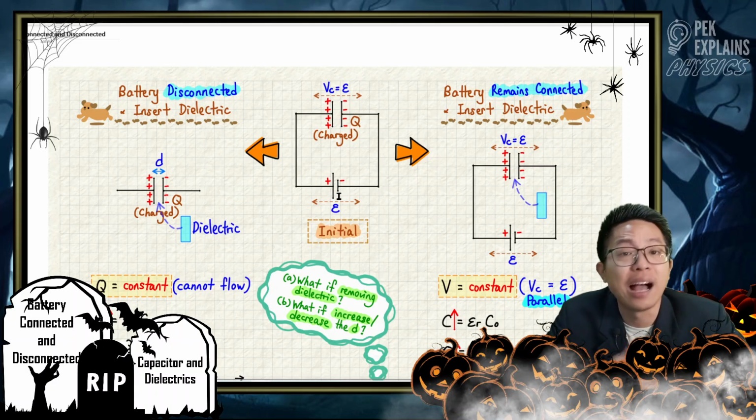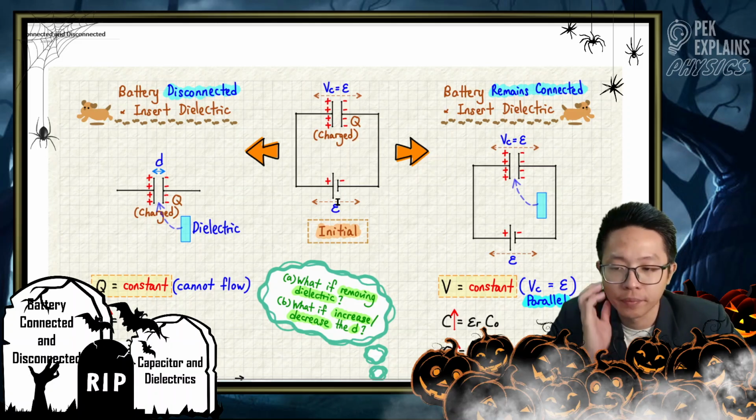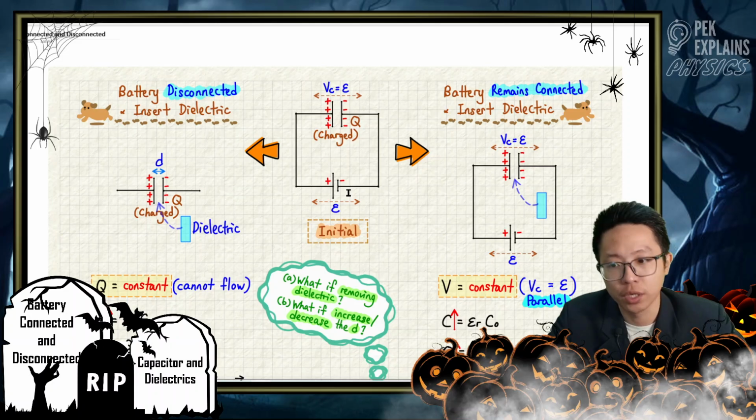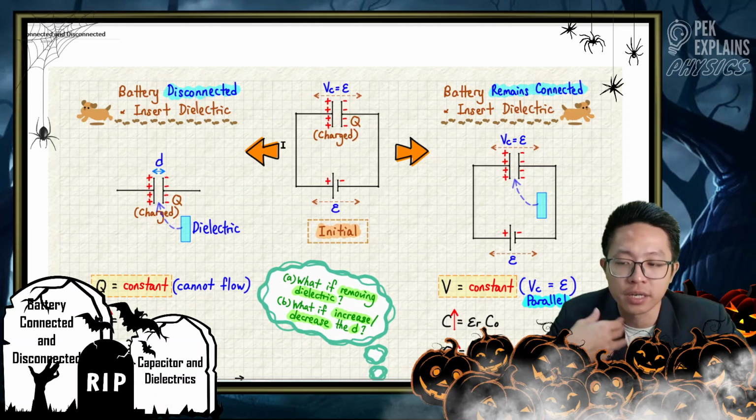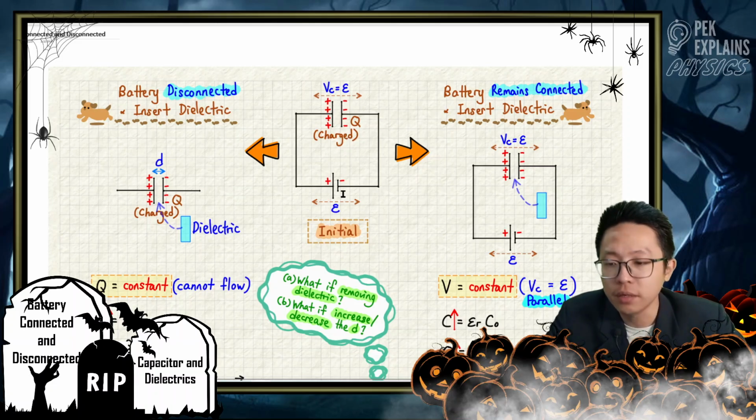If you apply a higher voltage, a bigger battery, more charge will flow into the capacitor. So this maximum charge is based on the voltage applied. This charge is maximum for this voltage. If you apply a bigger voltage, you will achieve a bigger maximum charge. That means more charge can still flow into the capacitor.